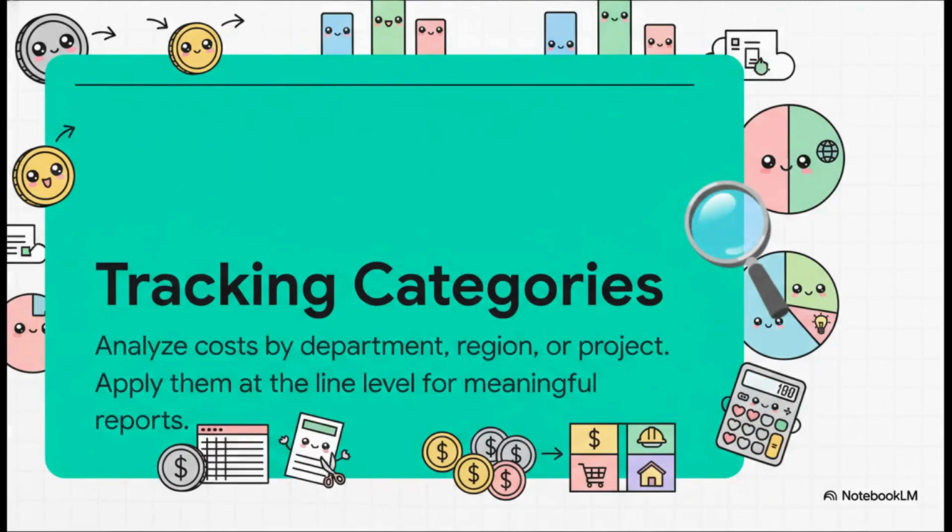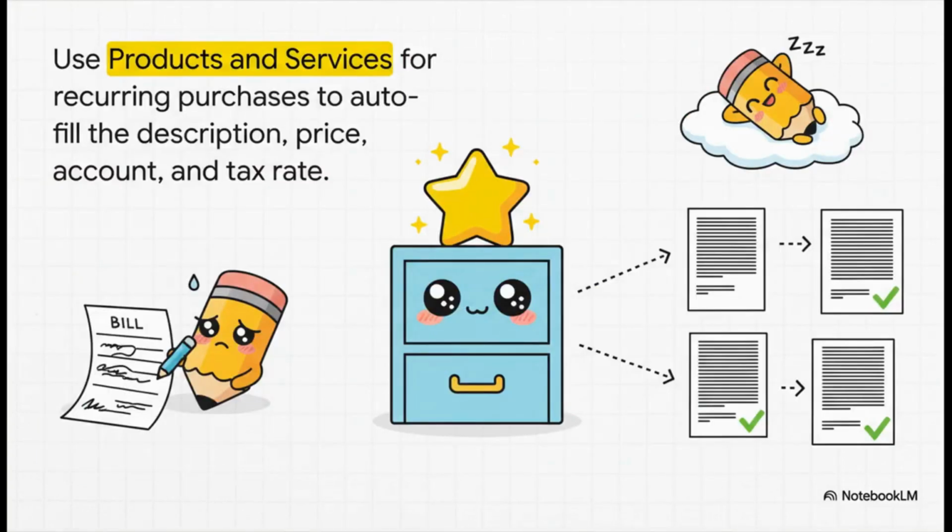Now this is one of Xero's secret weapons. Tracking categories let you slice and dice your financial data without having to mess around with clunky spreadsheets. Have you ever wanted to know, really know, how much the marketing department is spending or if that big project is actually profitable? By tagging each line item with a tracking category, your reports can instantly give you those answers. It's so powerful.